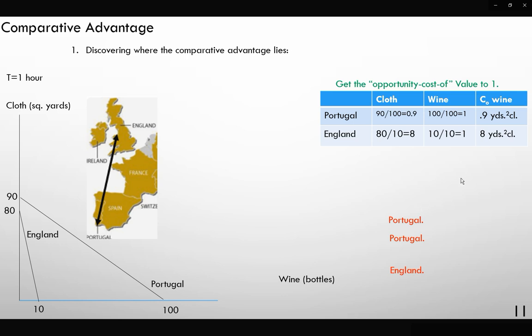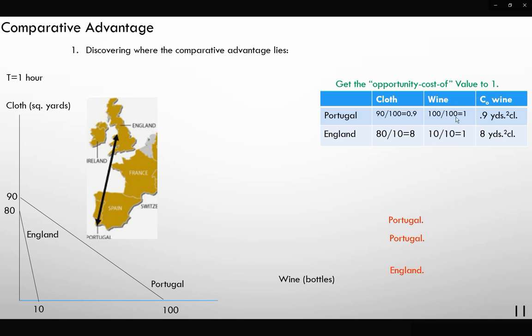Okay, so the first thing we want to do is make a chart. And on this chart, we want to have, if you'd like, 4 columns and 3 rows. You have one of the goods, another of the goods, and then the opportunity cost of one of these 2 goods. Let's just make it the second, just as a convention. So here we have each of the countries.